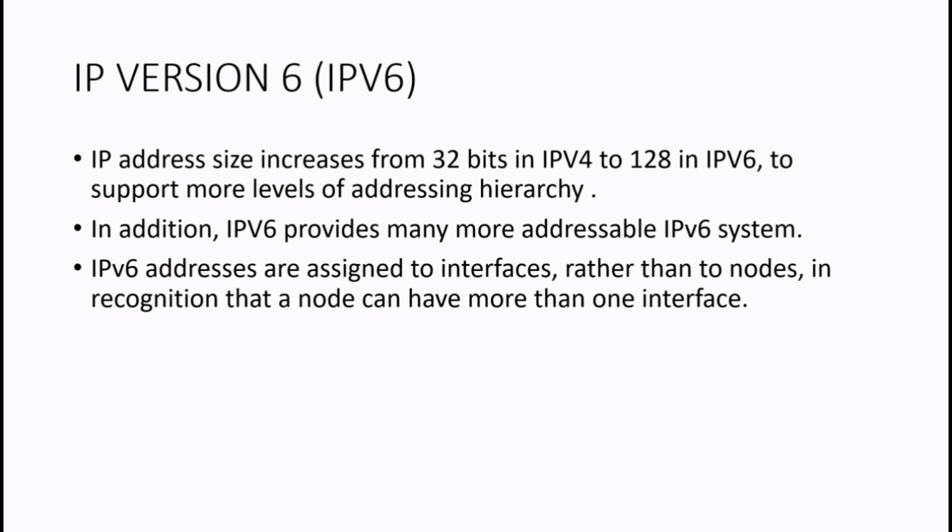IP address size increases from 32 bits in IPv4 to 128 bits in IPv6 to support more levels of addressing hierarchy. In addition, IPv6 provides many more addressable IPv6 systems. IPv6 addresses are assigned to interfaces rather than to nodes in recognition that a node can have more than one interface.